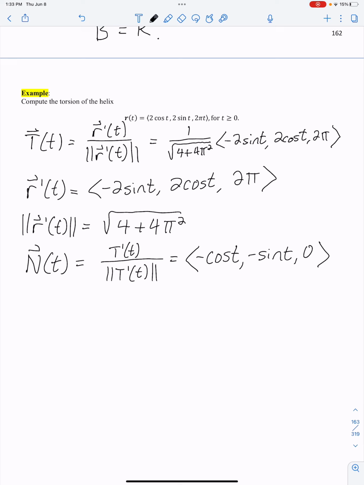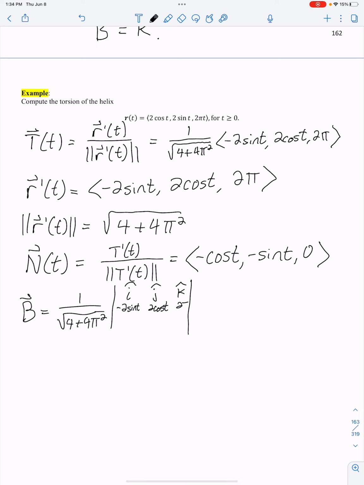Great. So now we got to find our binormal vector. It's going to be the cross between those two. I know I can take that constant out of my cross. And then I'm going to go ahead and cross those. So I got i, j, k. I'm going to show you how to set this up, and then we'll go ahead and figure it out. So B is T cross N, so T is negative 2 sine t, 2 cosine t, and 2 pi. And then the other one is negative cosine t, negative sine t, and 0.